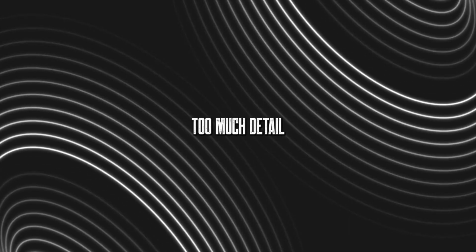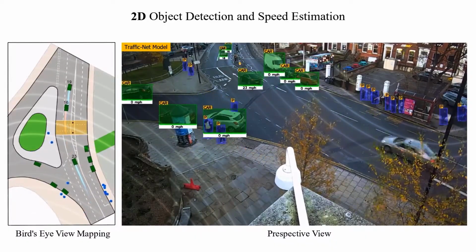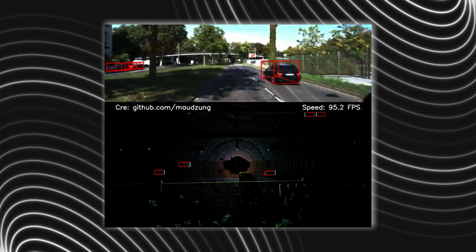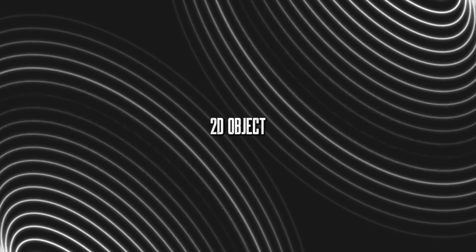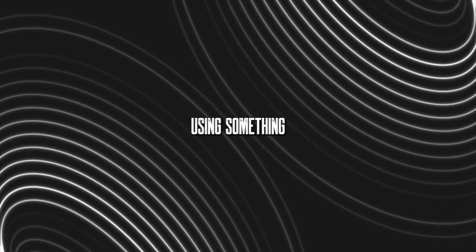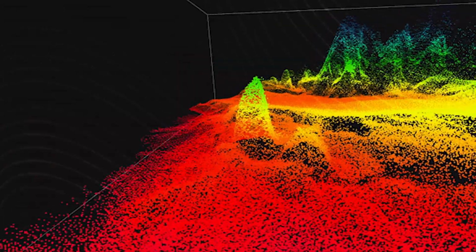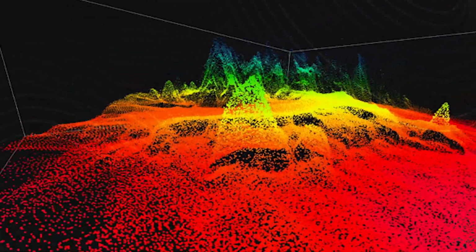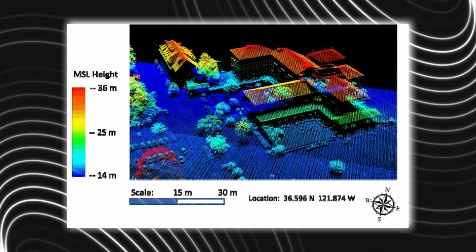But before we get into too much detail, let's discuss why 3D object detection is so important in the first place. As mentioned before, 3D object detection is an entirely different ballgame than 2D object detection. It's done using something called point clouds. A point cloud represents the XYZ coordinates of an object. It covers the entire external surface of an object and can even include color information.